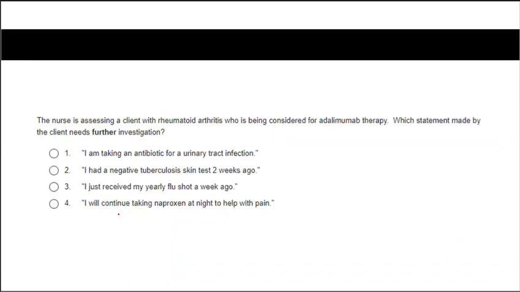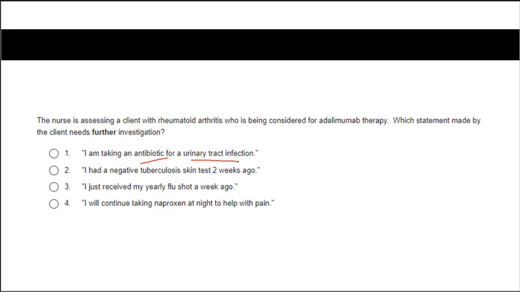The nurse is assessing a client with rheumatoid arthritis who has been considered for Adalimumab therapy. Which statement by the client needs further investigation? So if the client says, I'm taking an antibiotic for a urinary tract infection, that means they are currently on that antibiotic. Again, if we are considering this client, we want to use Adalimumab therapy.